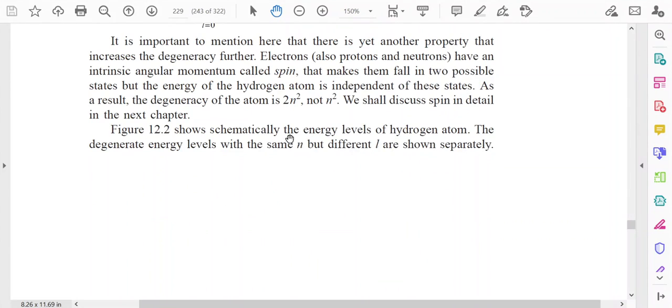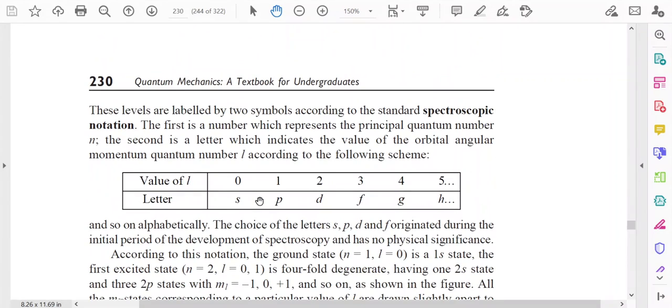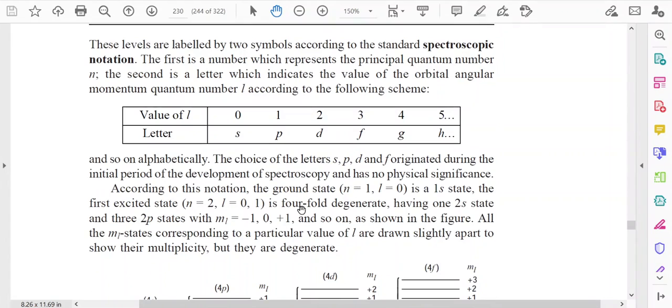So let us look at some of the energy levels of the hydrogen atom. You see that for different values of L, we use different letters. For example, for L equal to 0, we use the symbol S. For L equal to 1, we use the symbol P. For L equal to 2, we use the symbol D in this fashion. These are spectroscopic notation.